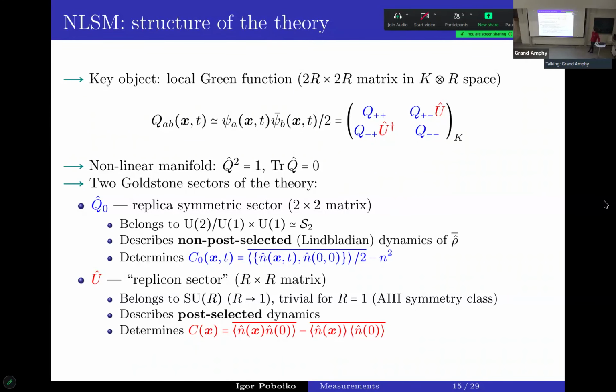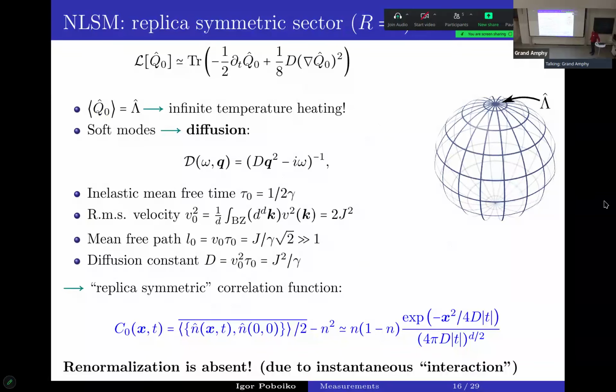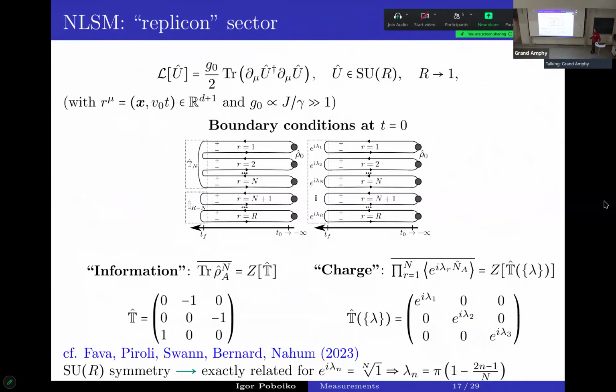So quickly, the replica symmetric sector turns out to be quite easy. It describes just a simple diffusion. It doesn't have any quantum corrections whatsoever, as the diffusion constant is not renormalized, and all the coupling constants can be exactly mapped to the corresponding microscopic values. So it's more or less simple. Not much to see here because it describes just the density matrix. More interesting stuff happens when you take the replicon sector, which is described by this special unitary matrix.